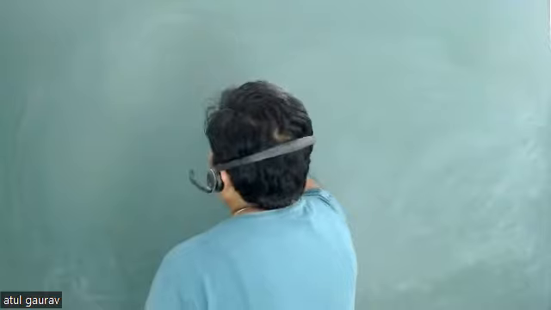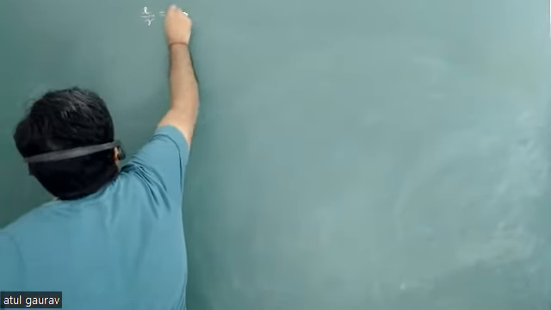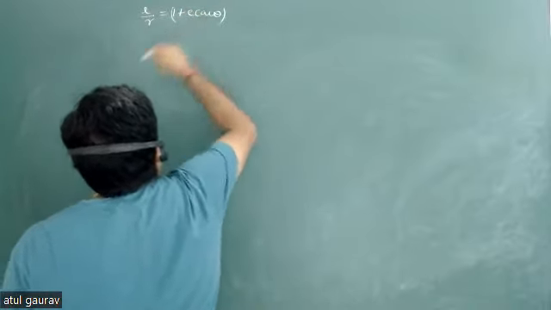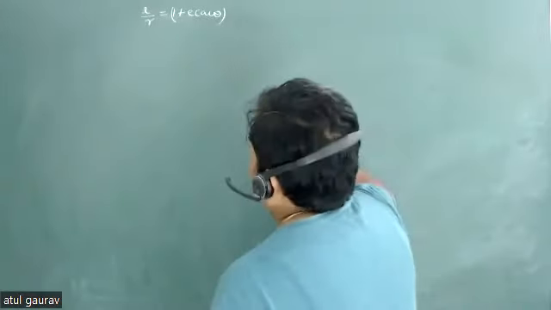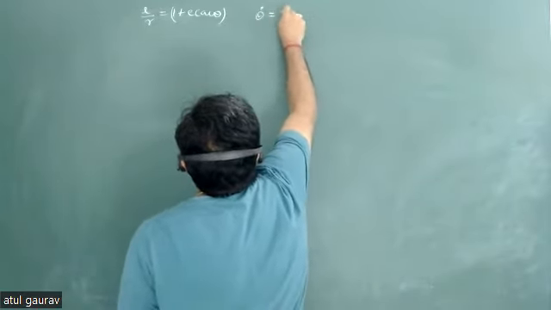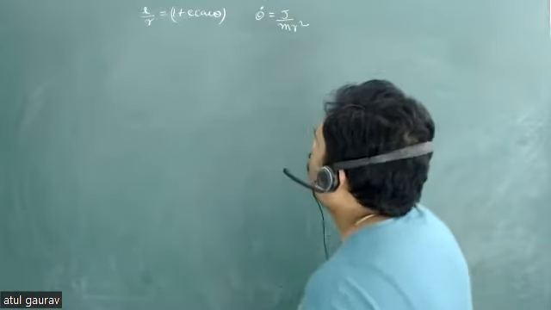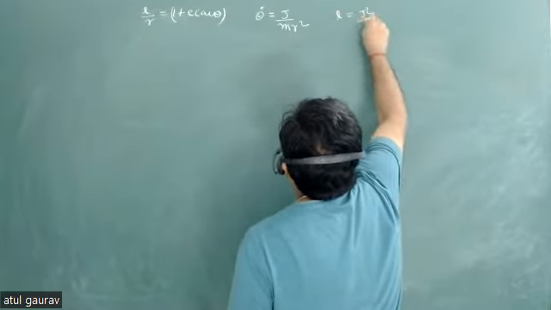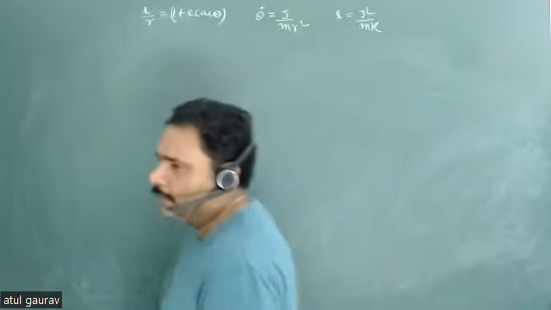Okay, so what we have, L upon R is equal to 1 plus e cos theta, and this derivation is very interesting और आपको थोड़ा सा ध्यान देना पड़ेगा. Now what is your theta dot? J upon mr square. Good. And what is your L? J square upon mk. ये सारा इंफॉर्मेशन हमारे पास है.